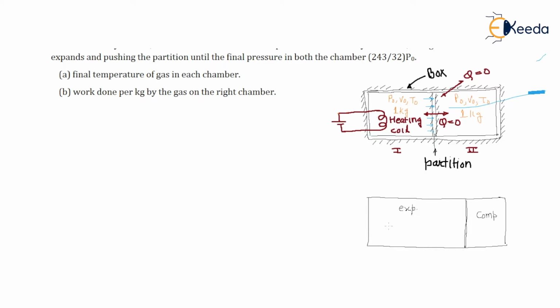The final pressure is given as 243 by 32 P naught. This is the final pressure when both containers reach equilibrium. If there is an expansion, the volume is V1 and the temperature is T1, and on the other side the volume is V2 and the temperature is T2. When heat is supplied, this is the expansion, due to supply of heat.